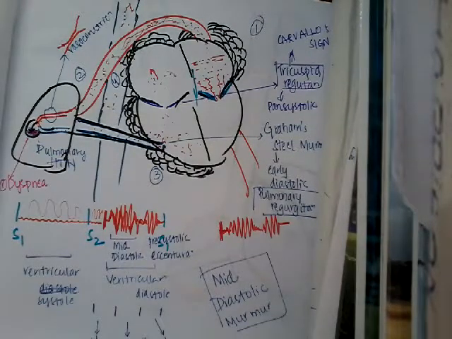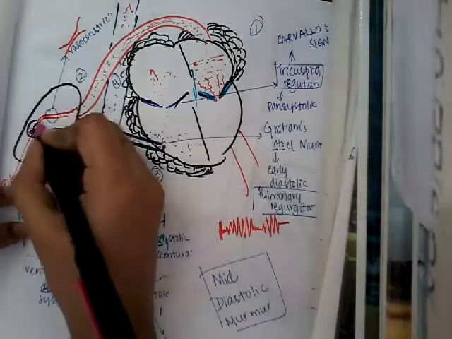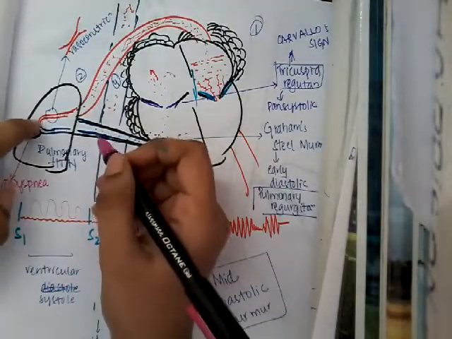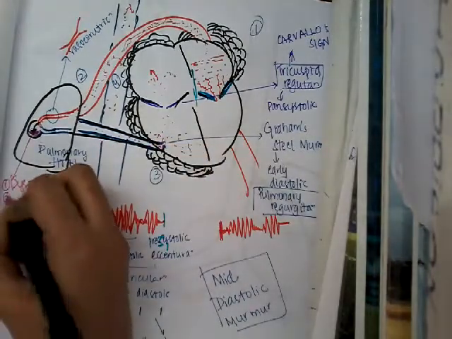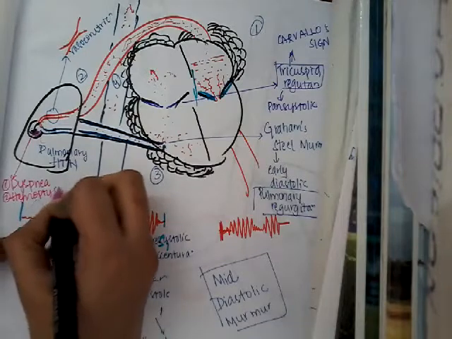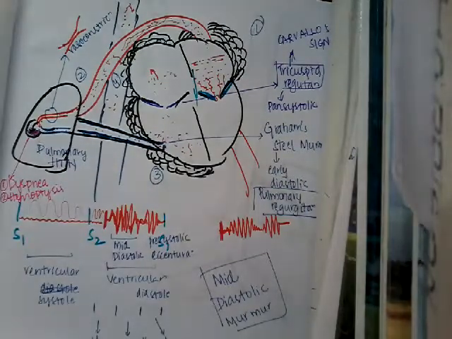hemoptysis. Here, because of the pulmonary hypertension, the vessels which are there, because there is vasoconstriction, as I said, because of that there is rupture of vessels. So because of the rupture of vessels, the person may have hemoptysis. So hemoptysis is also common in these patients.